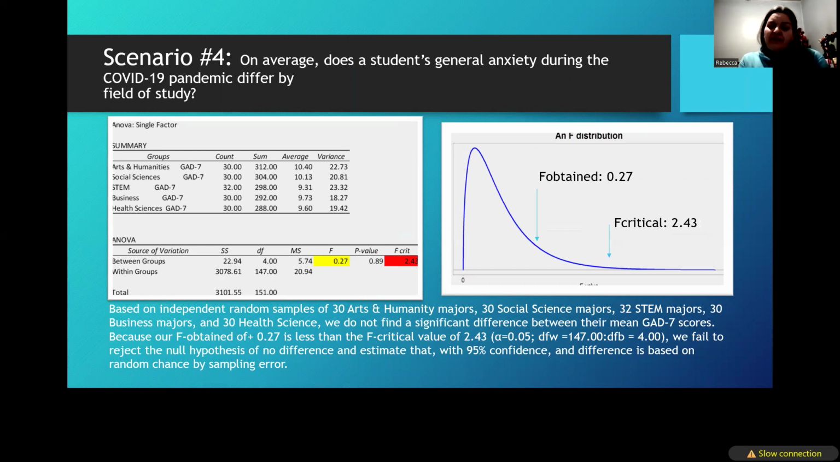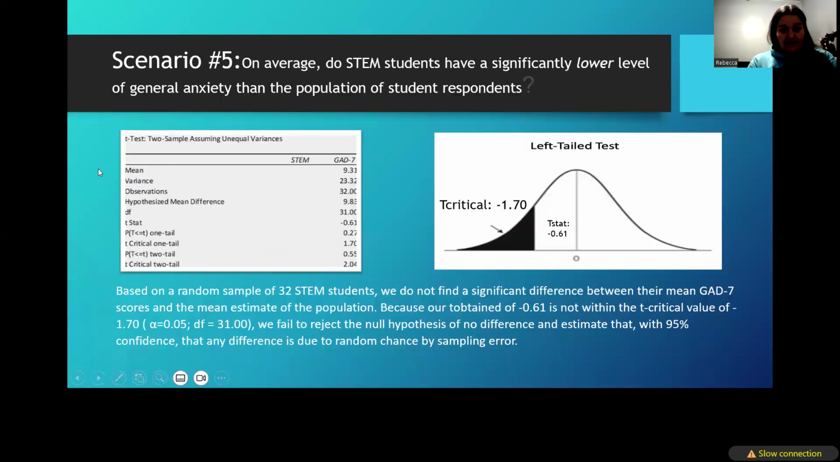But we found that based on the independent random samples of 30 arts and humanities majors, 30 social science majors, 32 STEM majors, 30 business majors, and 30 health science majors, we do not find a significant difference between their mean GAD scores, because our F obtained of positive 0.27 is less than the F critical value of 2.43. We failed to reject the null hypothesis of no difference, and we estimate with 95% confidence that any difference is based on random chance by sampling error. This was the ANOVA testing of all 5 areas.